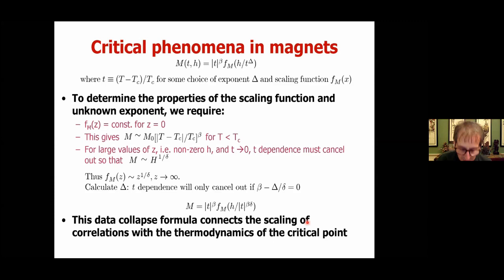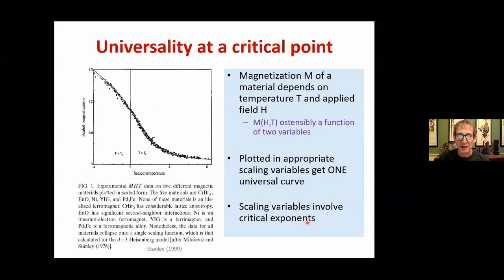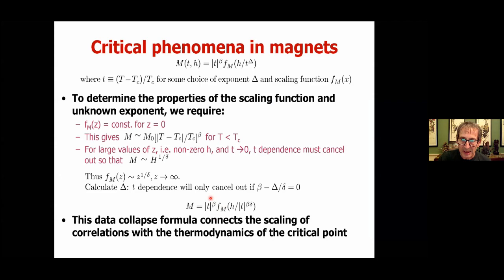So let's see how well this works. This formula says, if I take m divided by t to the beta, and I plot h divided by t to the beta delta, if I know what those exponents are, then all the data should fall onto one universal curve, which is the function f.